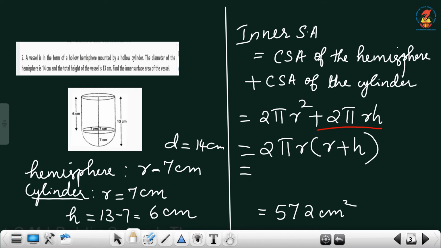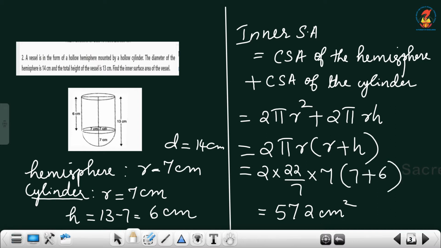So you can substitute the values. 2 into 22 by 7 into r is what? 7. 7 into 7 plus 6. 2 into 22 by 7 into 7 into 7 plus 6. You can do the calculation. So final answer is this, 572 centimeter square.